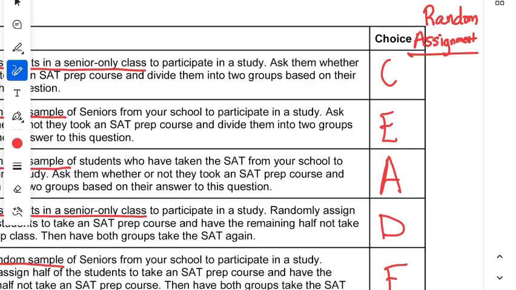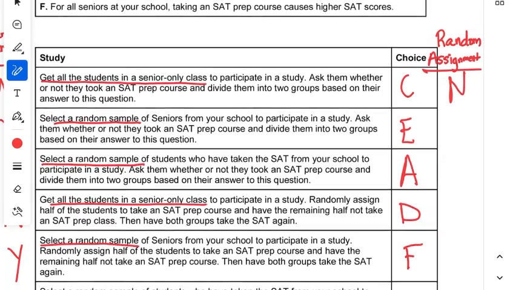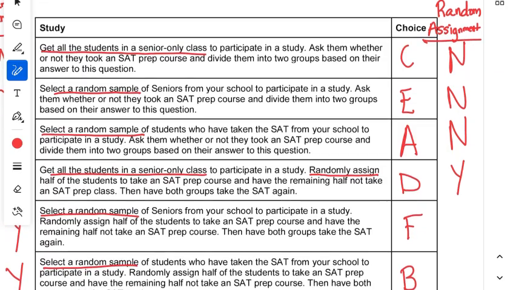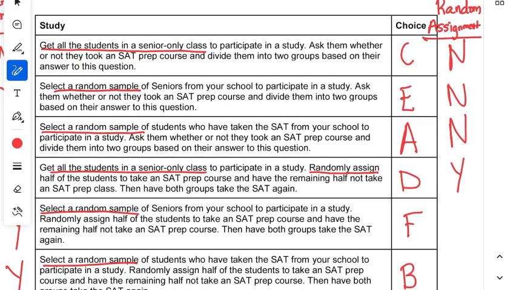So, did the first one have any kind of random assignment? No. Okay, what about the next one? No. What about the next one? Next one. Yes. Then the next one, did they randomly assign? Yes. And the next one, yes.